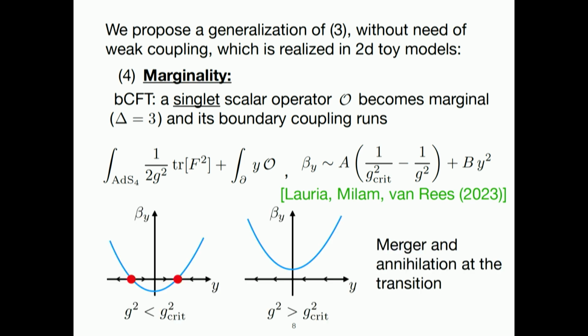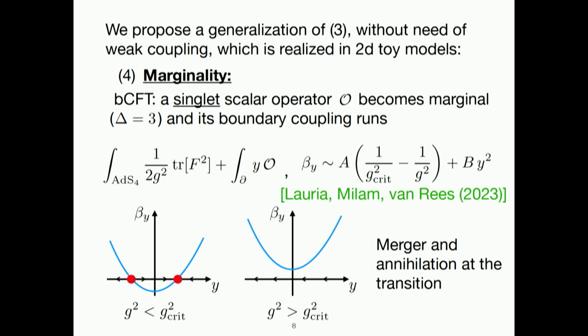The nice thing that you see is that this is precisely the form of merger and annihilation, meaning that for g squared smaller than the critical value, we find 2 zeros for this marginal coupling, meaning that we actually have 2 AdS invariant boundary conditions.